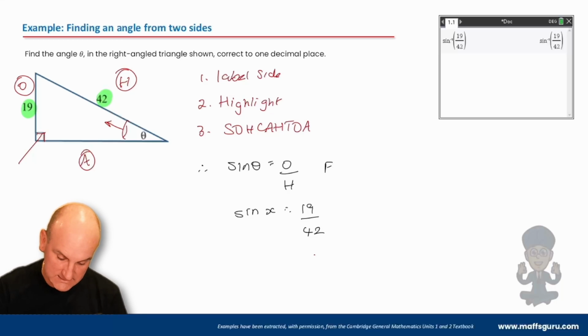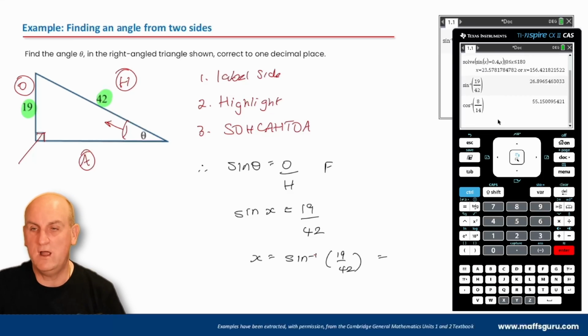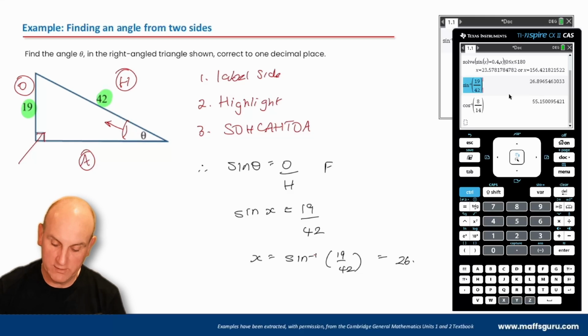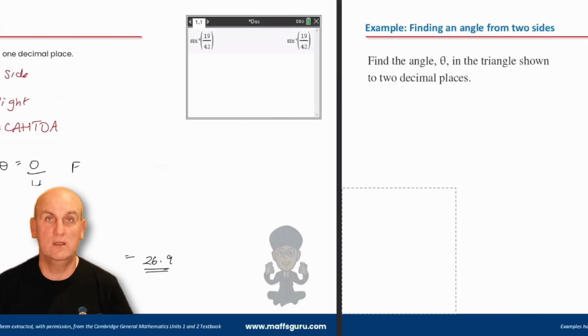The point of it is, making that an equal sign, we now know that x is sine to the -1 of 19 on 42, because we've got to shift the sine. I'm going to fire up my calculator, and there we go. Sine to the -1 of 19 on 42, which gives me, to one decimal place, 26.9. It didn't give me any units, so we'll just leave it as 26.9.